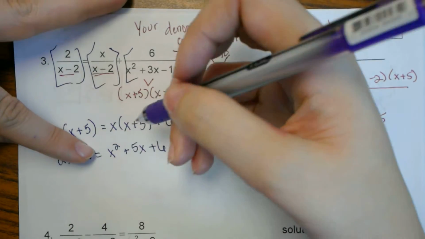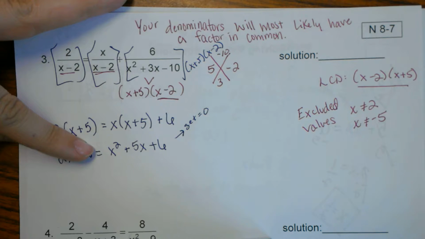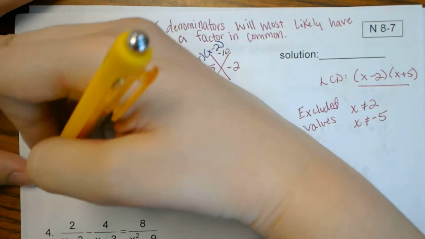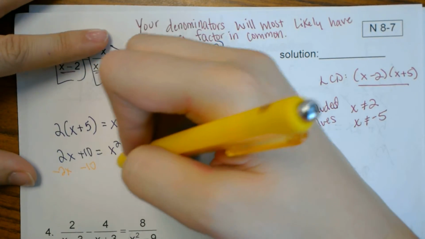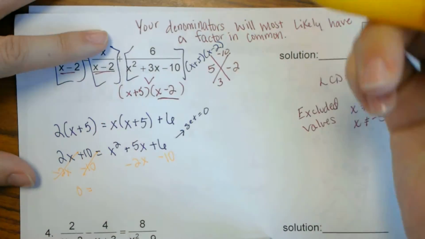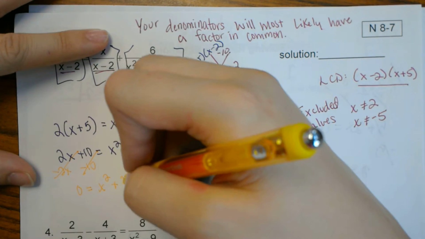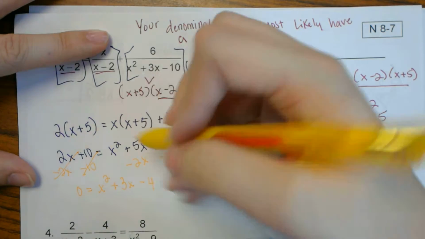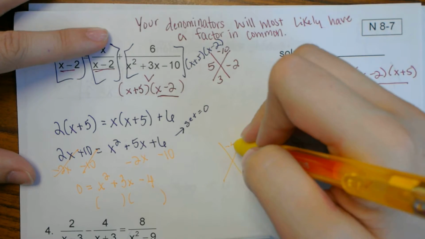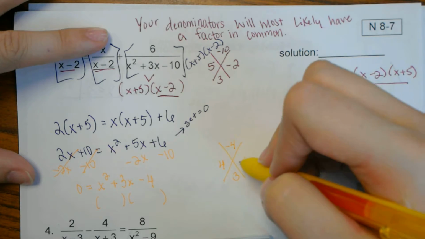and then since I have a quadratic, I gotta set it equal to 0 and factor. So 0 would equal x squared plus 3x minus 4. So multiplies to negative 4, but adds to 3. It'd be 4 and negative 1.